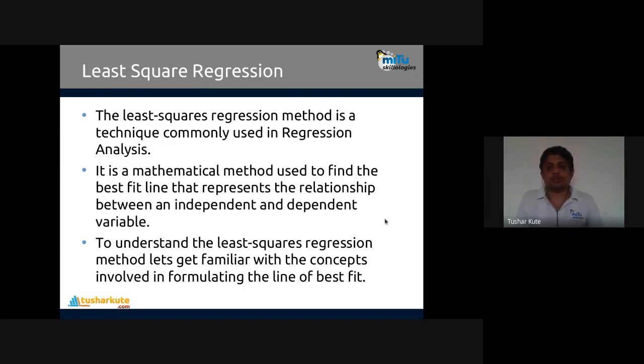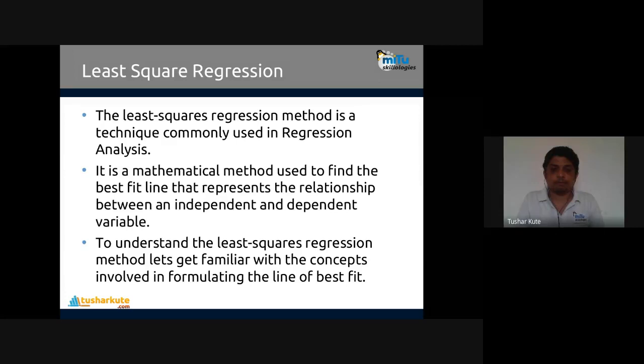So the least square regression method is a technique which is commonly used in regression analysis. It's a mathematical method used to find the best fit line that represents the relationship between independent and dependent variables. Just like linear regression we have seen, we are already having ordinal data. When you plot it, you get that scatter plot, and by using linear regression, we identify the ideal values of slope and intercept, and based on that, the line of best fit is calculated. So the least square method is also one of the ways by which the line of best fit in the linear model can be calculated.